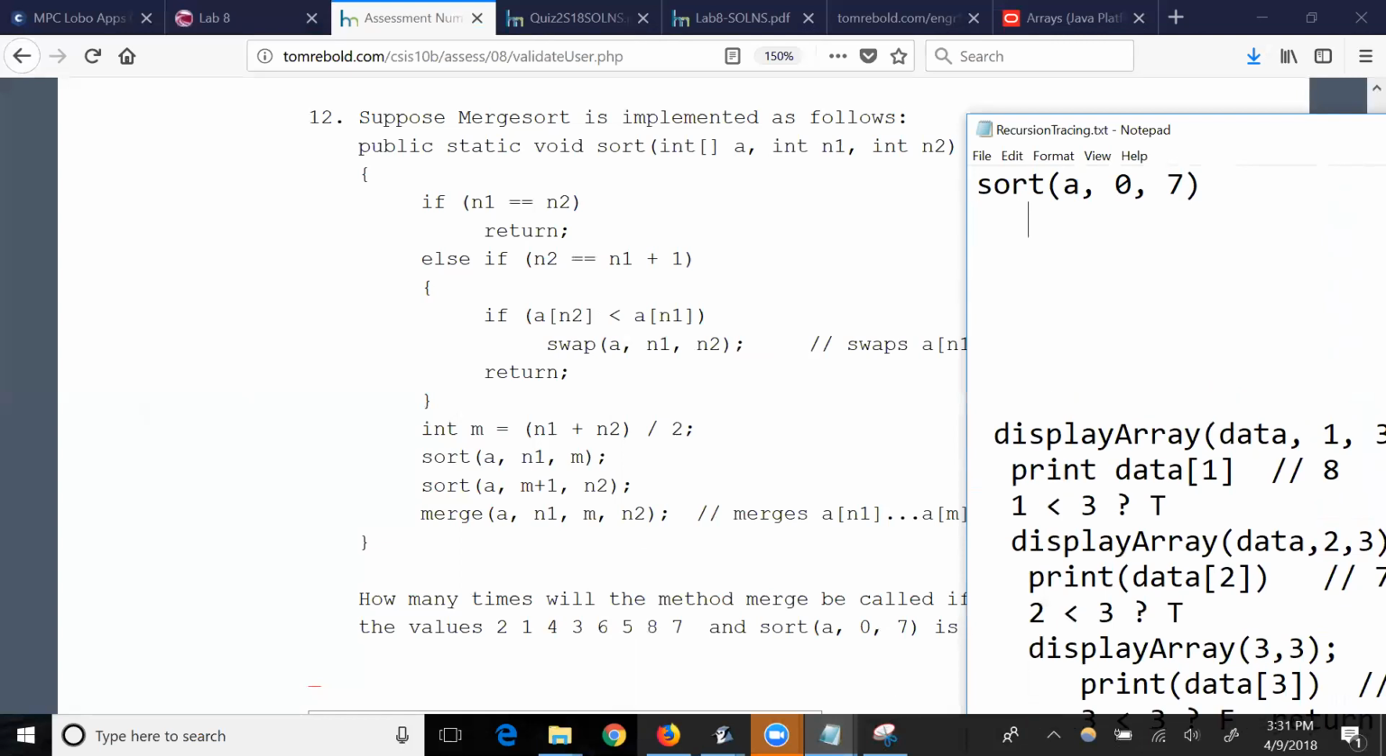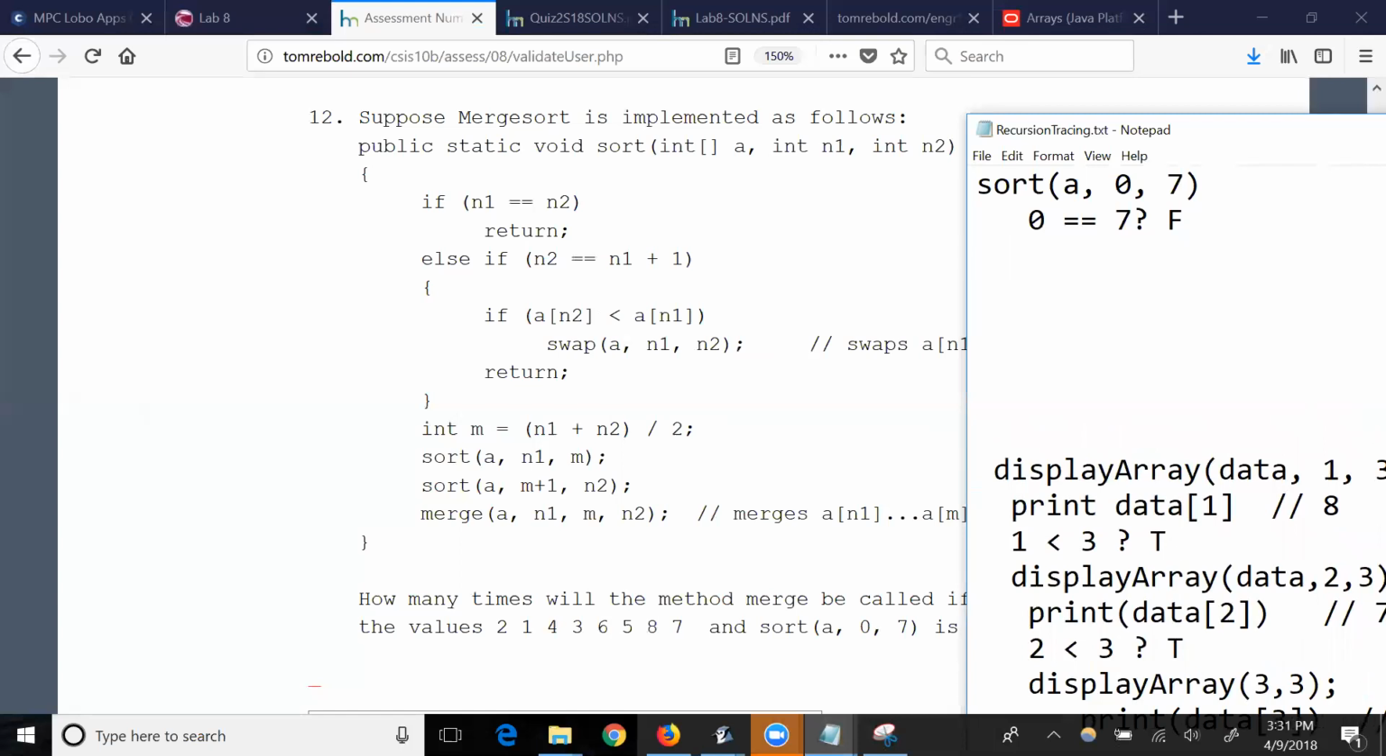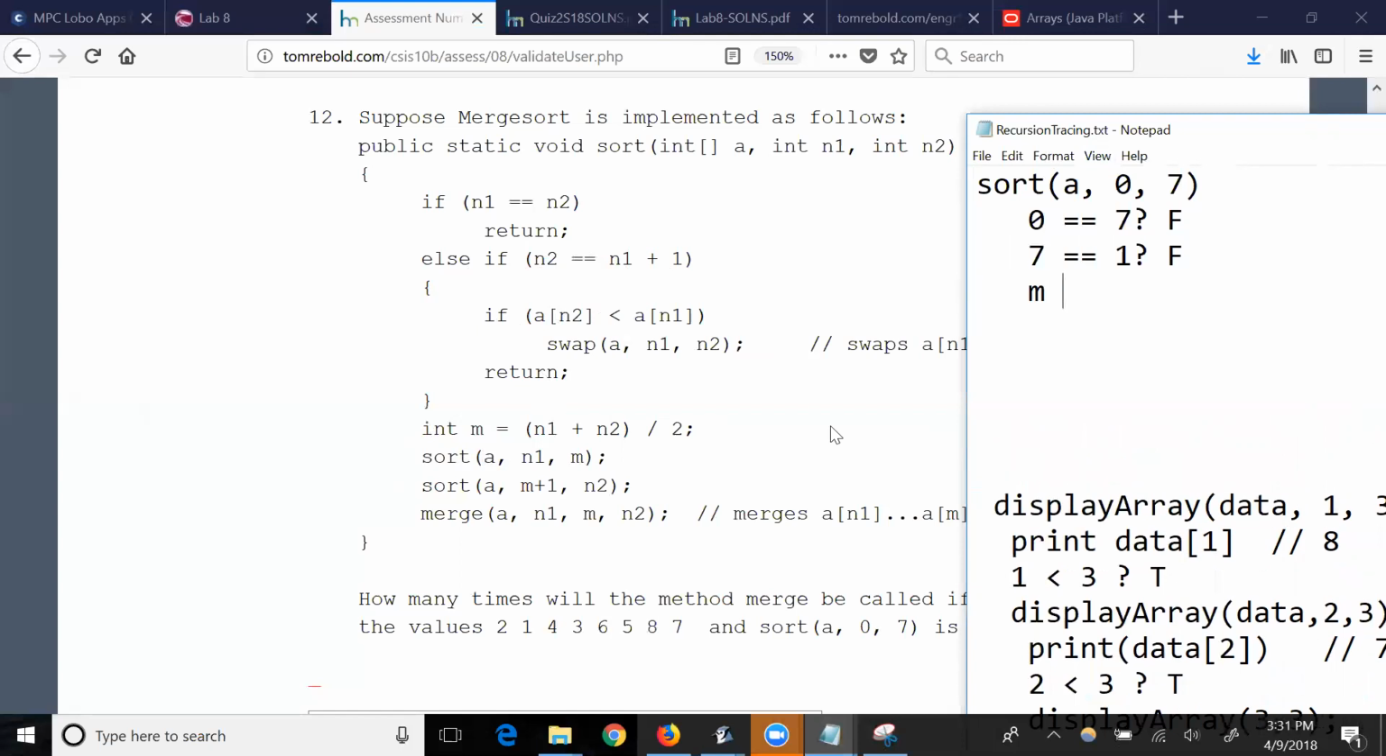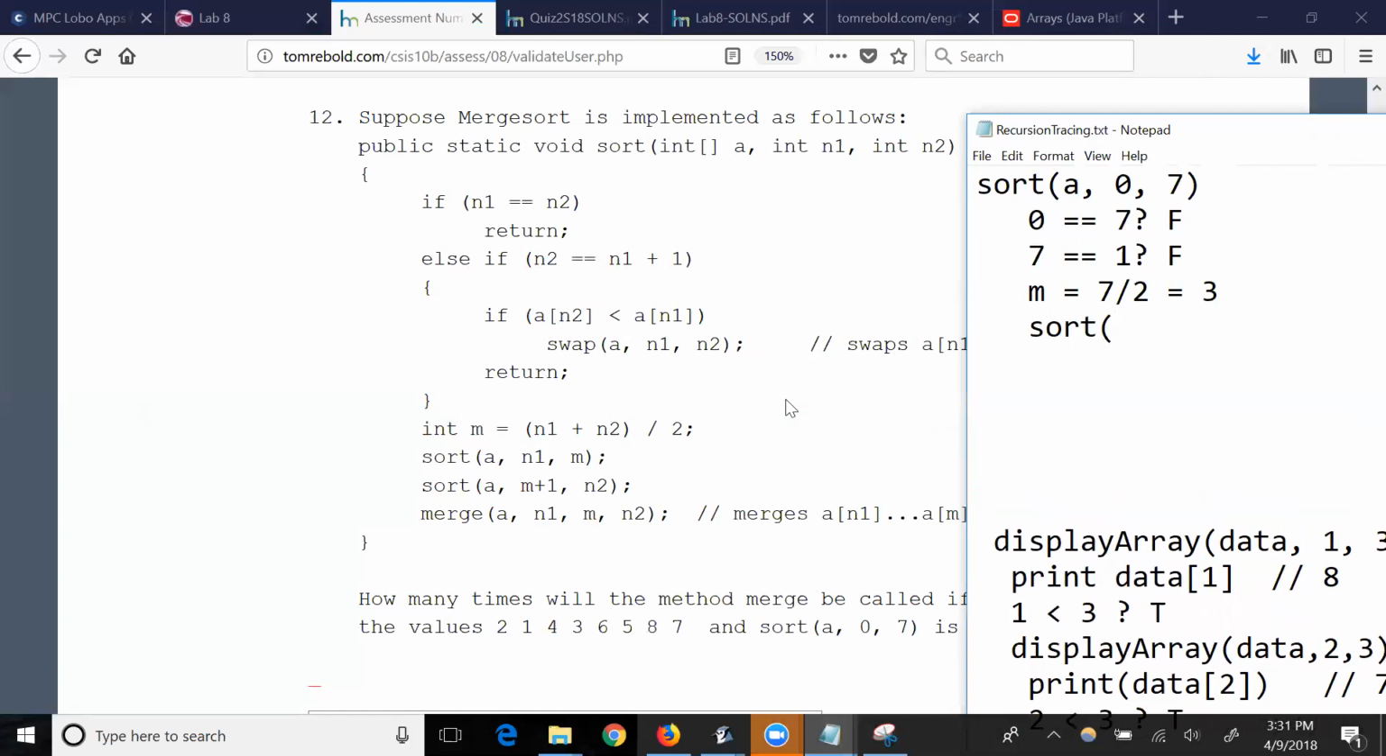So it's checking to see if n1 equals n2. 0 equals 7 is false. 7 equals 1 is false, right? So we're going to compute m equals 7 over 2, equals 3. And then we're going to call sort of A 0, 3, right? And what happens when we do that? We indent and go into that, right? We've got to do that before we come out.